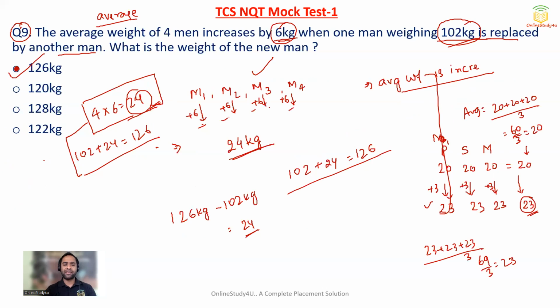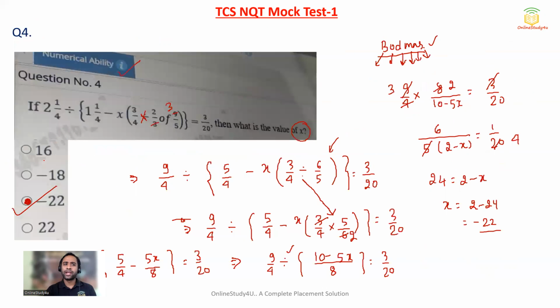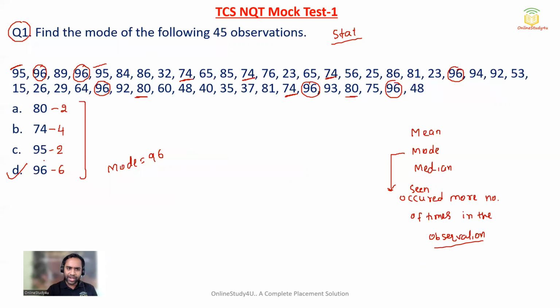So friends, I hope this session was quite useful. And trust me, if you do this kind of session before your TCS exam, you are going to do wonders in the examination, because these are the concepts which you require. And I have tried to explain here from the very basics.